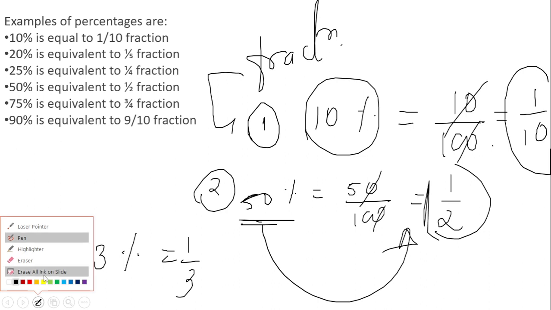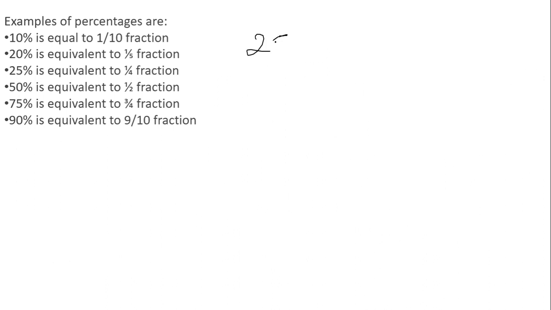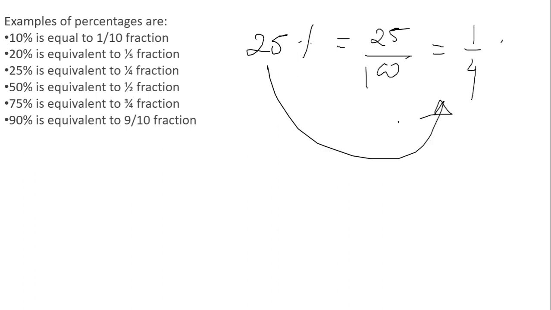Similarly 1 by 4, 25%. Why is 25% equal to 1 by 4? Because 25 divided by 100, 25 fours are 100, gives me 1 by 4. So the percentage value 25% can be represented in the form of fraction as 1 by 4. I have given a few examples here on the slide.